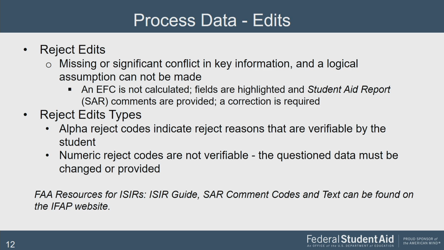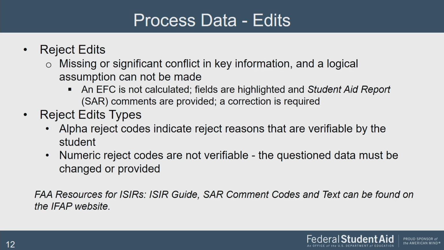An example would be, I believe, if you said you had 19 in the household. You could be the Duggars, could be true, but we're going to make you re-enter, because maybe you meant 9, not 19. But we'll make you re-enter that information. In essence, when you're re-entering that information, you're verifying, and we know for sure you've got the right information. Other reject edits that are non-verifiable are identified by a number. And again, you'll see the definitions of all the reject edits in the ISIR guide.